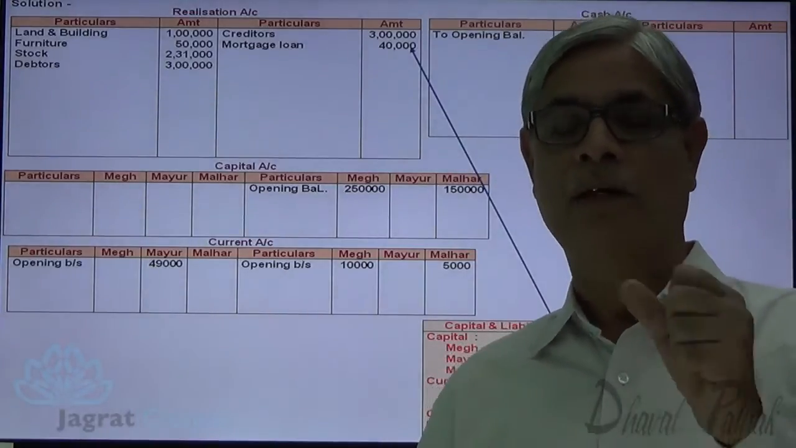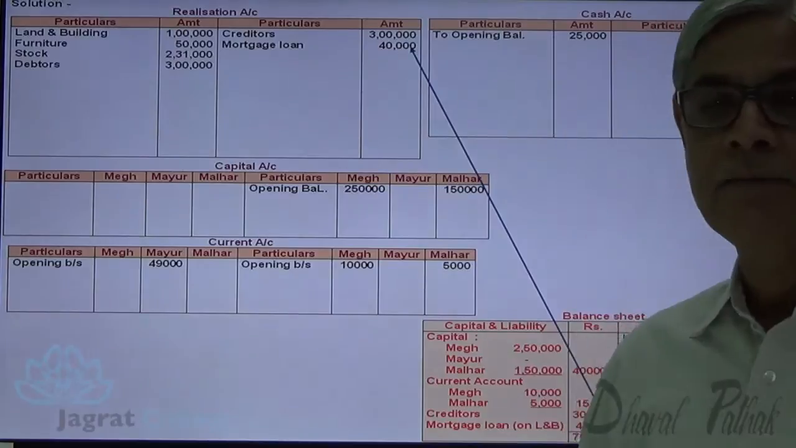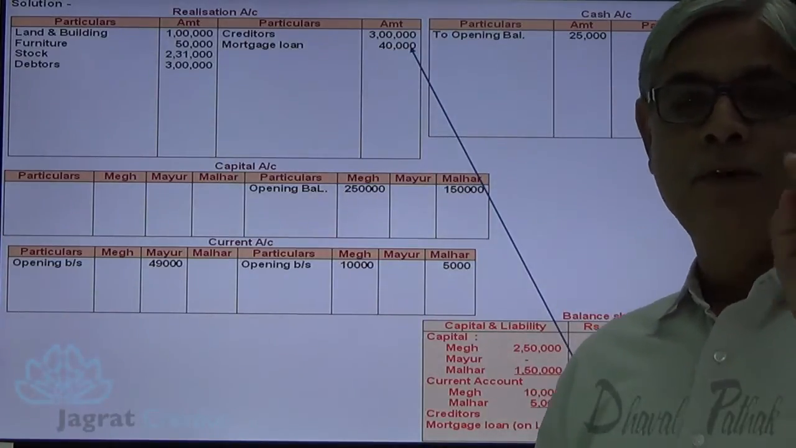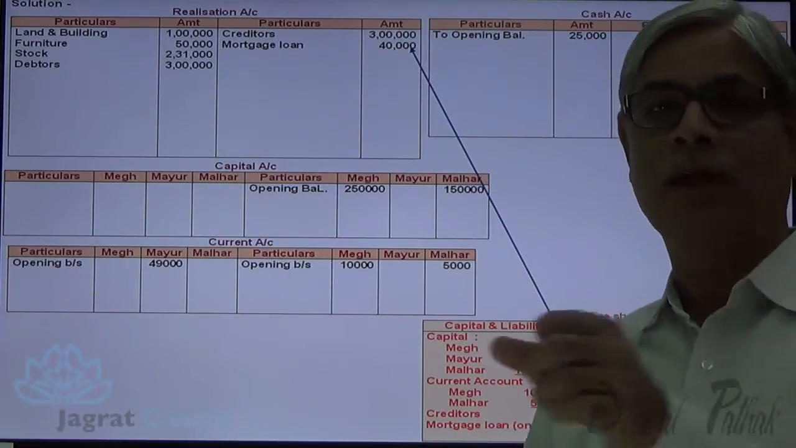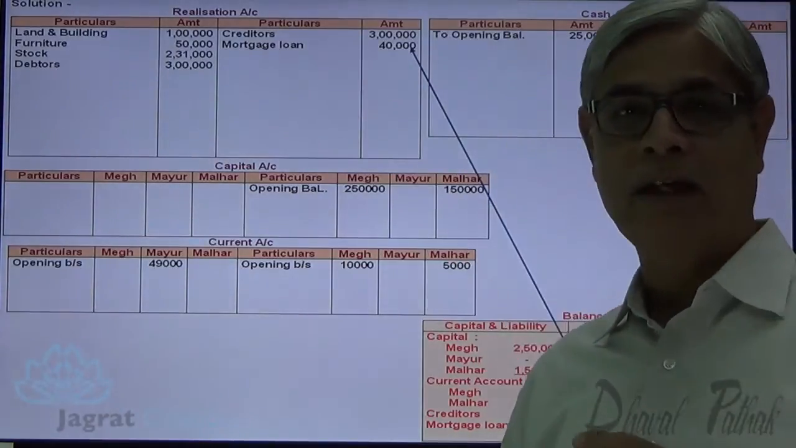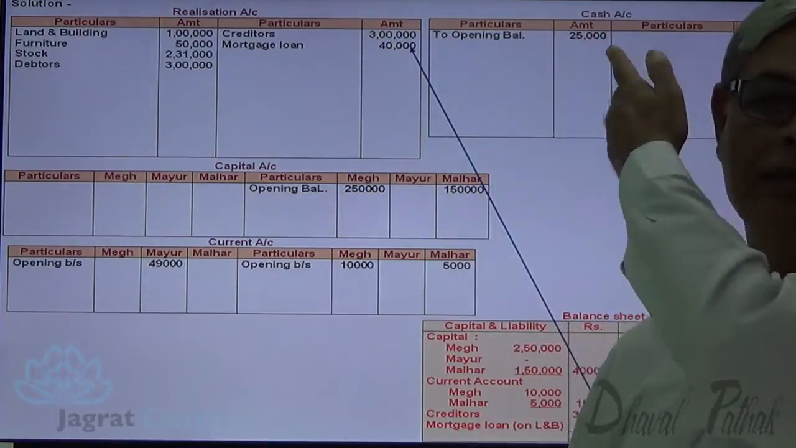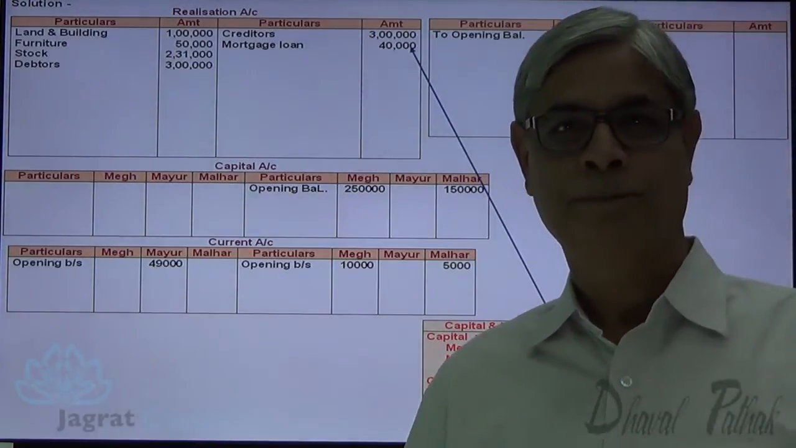This is how I have considered all the details given in the balance sheet. How it has been considered. Capital balances, fixed and current, are transferred to the respective capital accounts of the partners. Assets to be realized are transferred to realization account. Liabilities to be settled are credited to realization account. Cash balance is recorded in cash account.